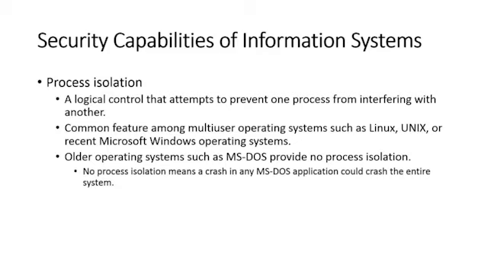Now, no process isolation means a crash in any, say, MS-DOS application could crash the entire system, because MS-DOS, an older operating system, we're reaching way back here, didn't have process isolation. And that was kind of a problem, because if one little thing crashed, it didn't matter what it was, everything was gone. Now, fast forward to today and all of the processes that are running in the background. I think when I boot up my laptop, I have maybe 70, maybe that's a little high, 50 or 60 processes running before I ever open an application.